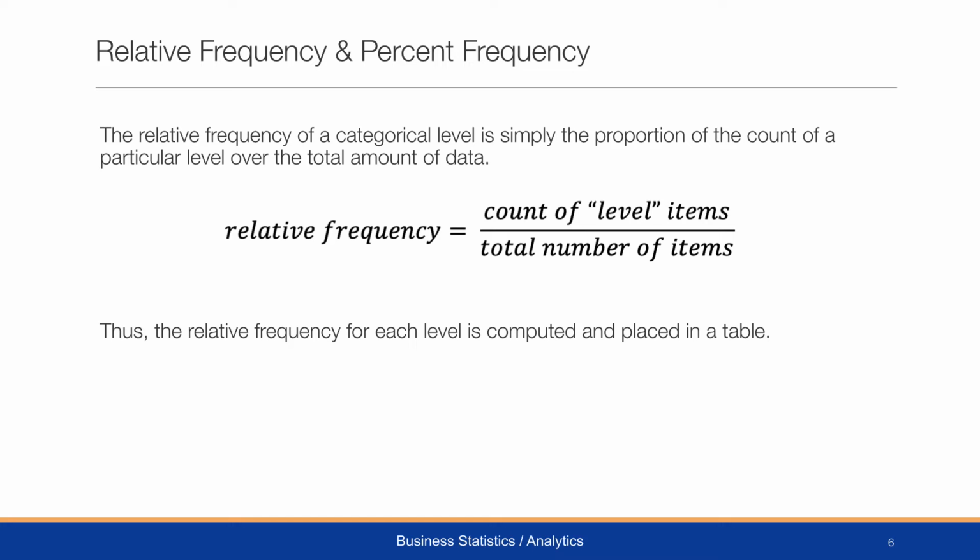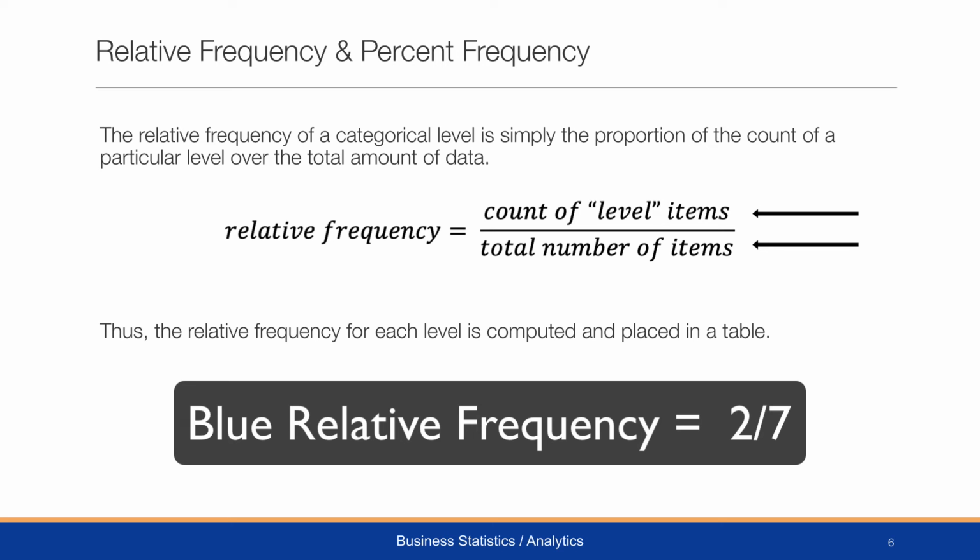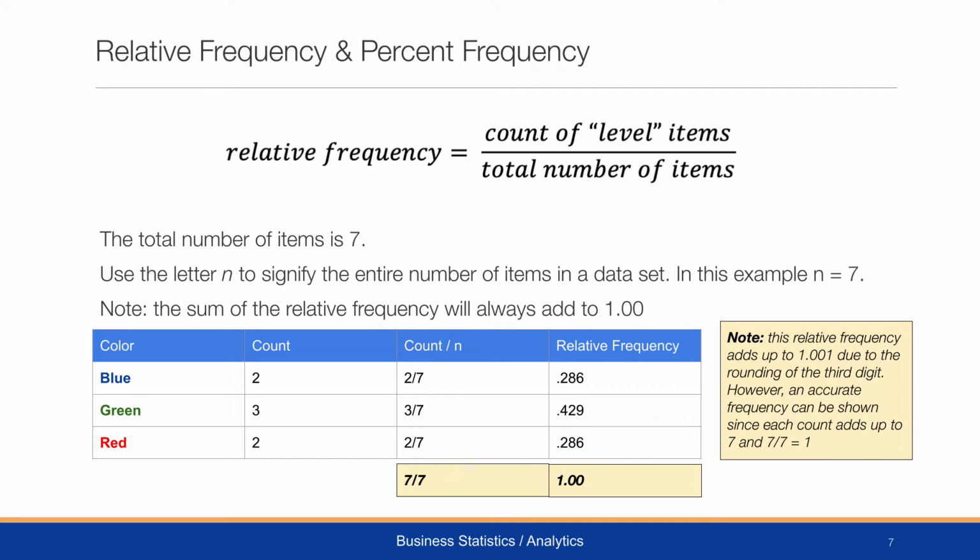The relative frequency and percent frequency are a little bit different. The relative frequency of a categorical level is simply the proportion of the count of a particular level over the total amount of data. So for example, we count the number of blue items over the total number of all items that we have. And so we can compute the relative frequency for each level and put it in a table. So here we have the total number of items is 7. We'll use the letter N here in italics to signify the entire number of items in a data set. So in this example, N is equal to 7, and that is a common standard.